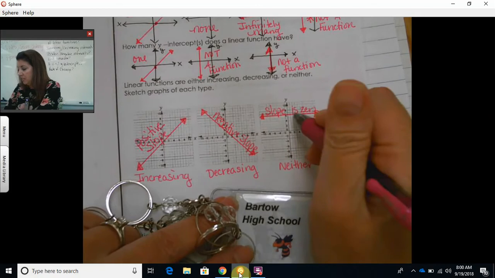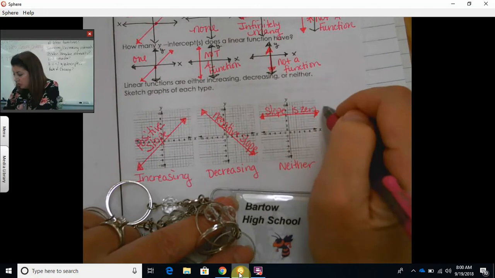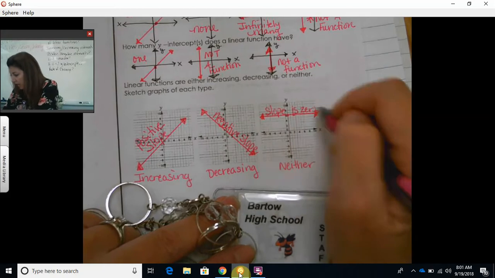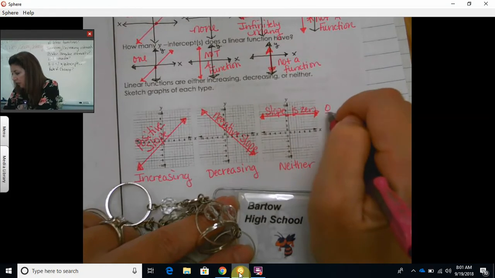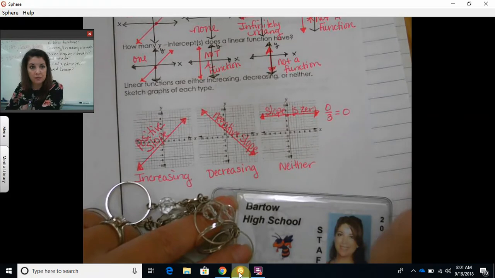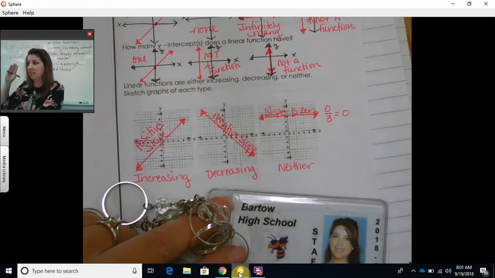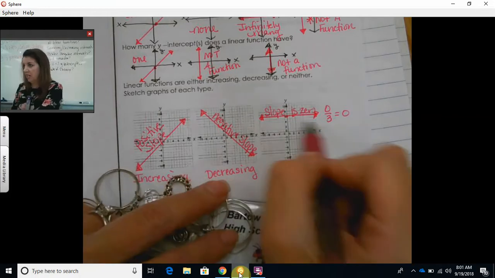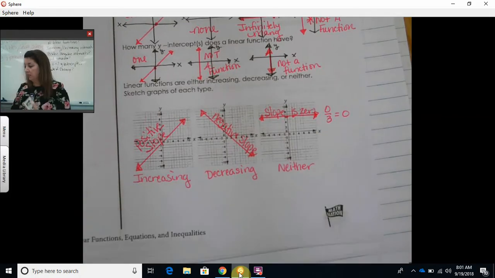Because if you think about it, slope is rise over run. So if I chose from this point to this point, I have a rise of 0, a run of 3. That reduces to 0. A vertical line is undefined because you have a rise of however many, say 3, in a run of 0, and you can't have 0 in the denominator. So a vertical line has undefined slope, a horizontal line has a slope of 0. But it's neither increasing or decreasing.